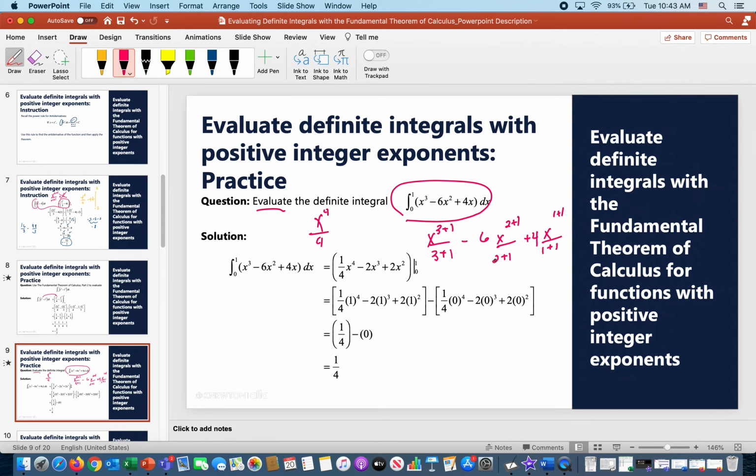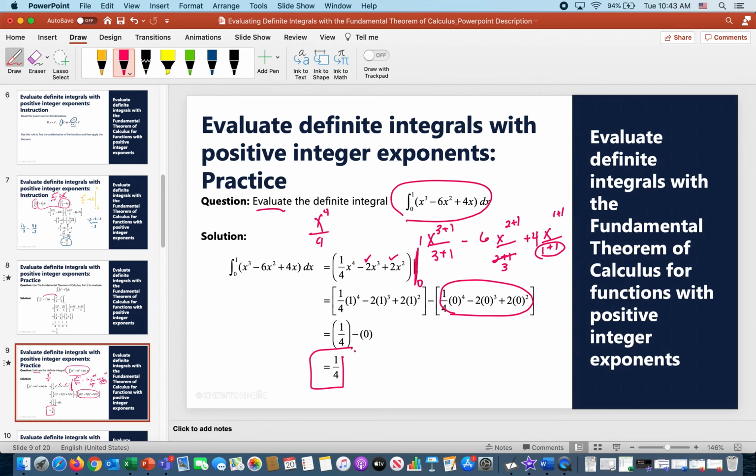Notice that 2 plus 1 is 3, and 3 and 6 cancel and leave 2, right? So this is 2x to the third. And the same thing here, right? 1 plus 1 is 2, and the 2 and the 4 cancel, and we get 2x to the second. I would prefer to have 1 and 0 written like this so that it's really obvious to me what I'm doing. I'm plugging 1 in, and then I plug 0 in. Of course, we're going to get 0 right here. All of these terms will give me 0, and 1/4 minus 0 is just 1/4.